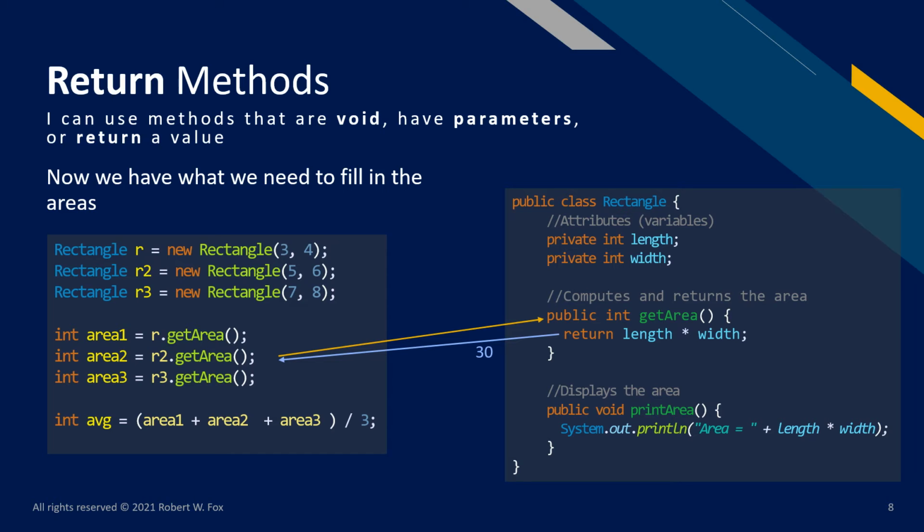We do the same thing, but for our r2 rectangle. So this time it will multiply 5 and 6 together and save that answer in area2. And finally, we do it for our r3 variable. So it will call the method, it will return 7 times 8, which is 56, which will be stored in the area3 variable. The key difference here versus what we were doing before is that before we were just printing the area, which put the area on the screen but didn't give us the ability to use it later in a calculation. But with the return method, getArea, I'm able to save those results in variables and then use them to calculate my average.